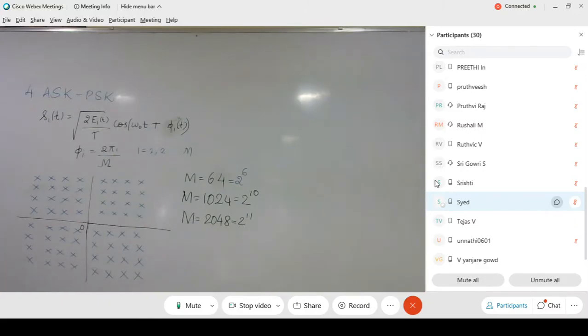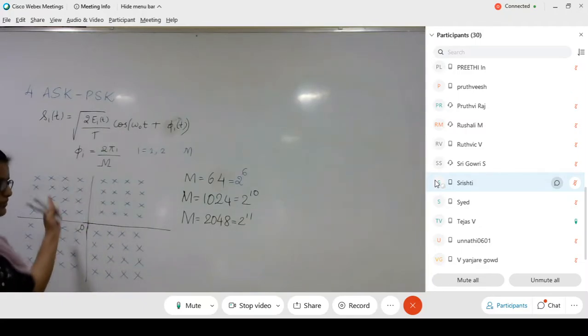What's the use of going for higher values? Accurate information we get, ma'am. No. Bandwidth reduces. Speed. Correct. Bandwidth. That is one good point that you mentioned, Tejas. Yes, Prithvish, you were saying something. Your voice is breaking.